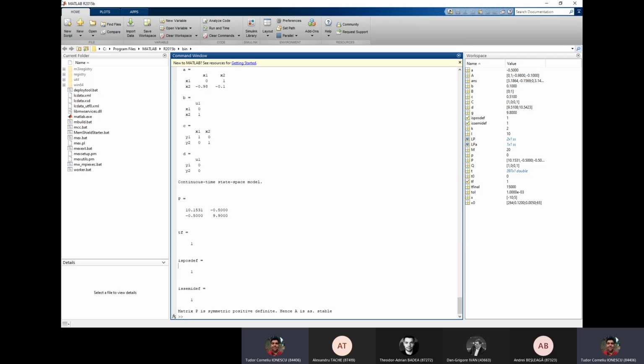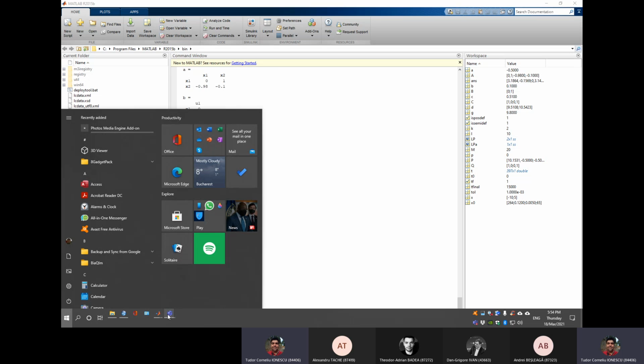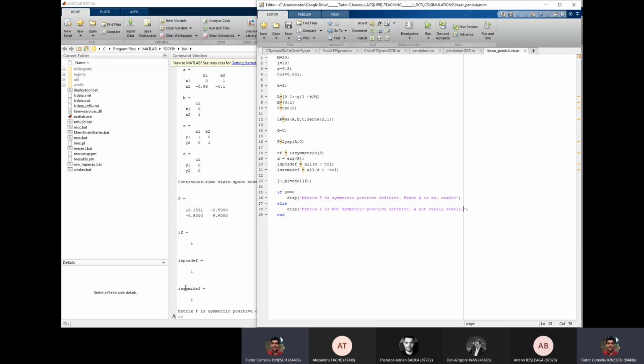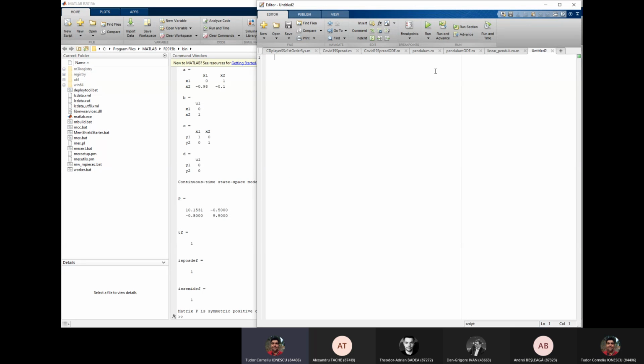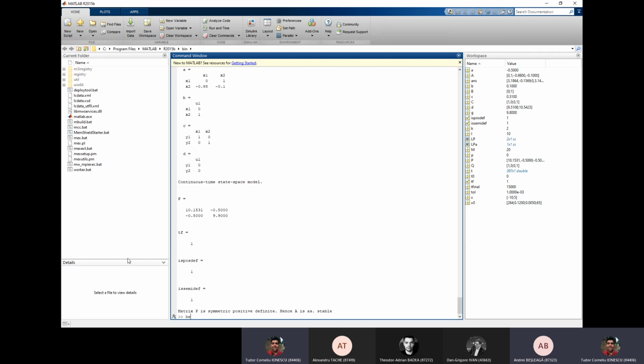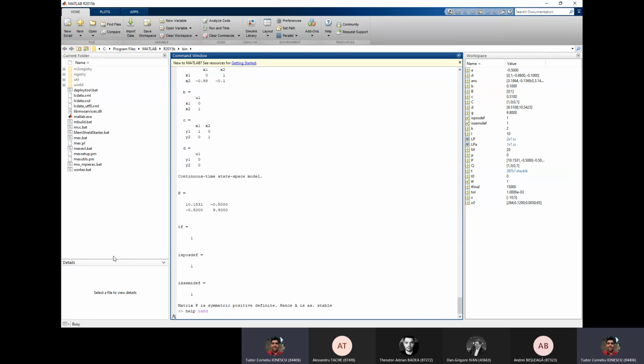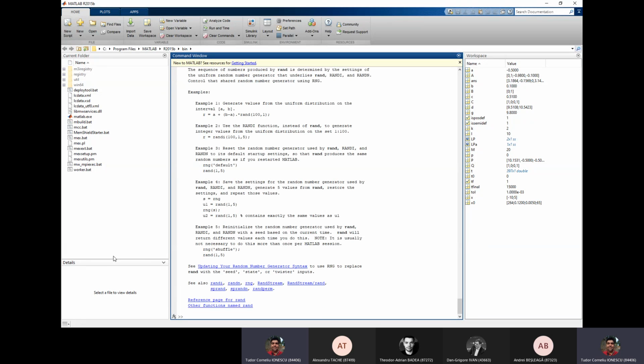Let's try to do the same with a random matrix of larger dimension and see what happens. Do you agree? Yes. No, how was that? A is rand. Is rand what? Oh, I always forget how to use this rand function. I want to build a square matrix of random numbers, and then check its stability.